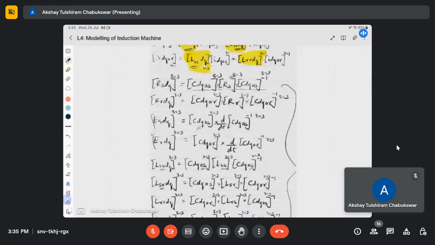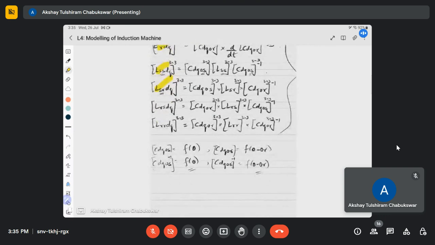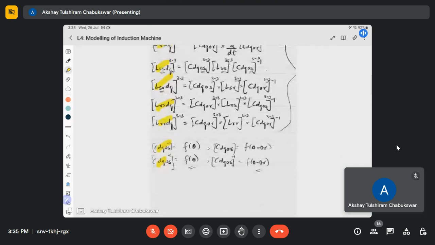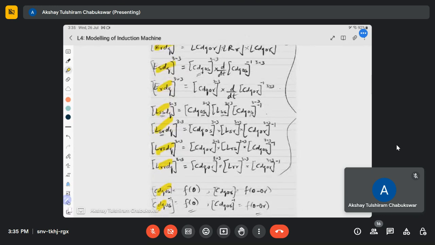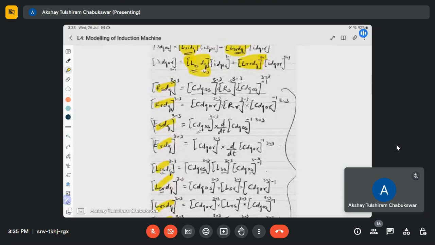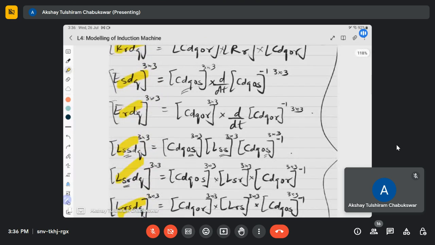So much manual work you have to do. You have to solve 1, 2, 3, 4, 5, 6, 7, 8, 9, 10. Sorry, not 10, 8 only. Ignore these two. You have to solve this many matrix multiplications. So it's not just multiplication. In this case, you have to find the differentiation of this matrix, d by dt of this thing.